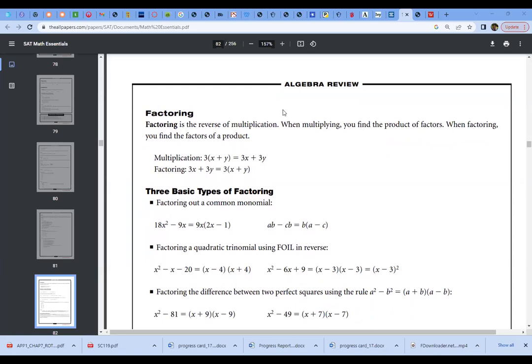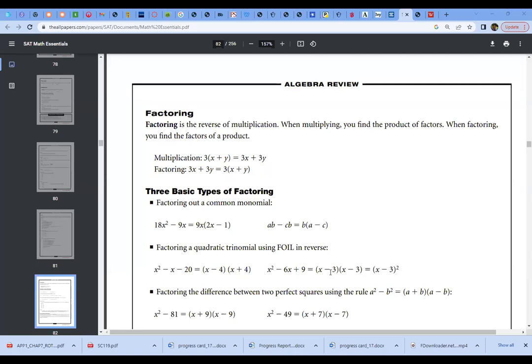Factoring a quadratic trinomial using FOIL in reverse. So if you have x squared minus x minus 20 and you need to find the factors, you can move to the opposite side. So this one is going to be x minus 4, x plus 4. And if you have x squared minus 6x plus 9, so you have x squared and 9.